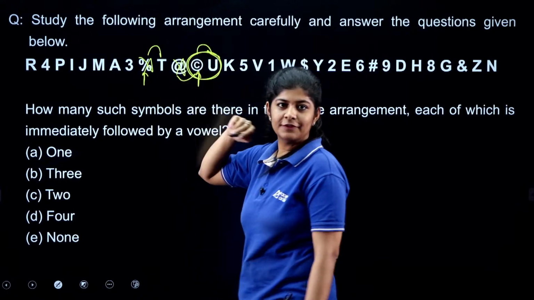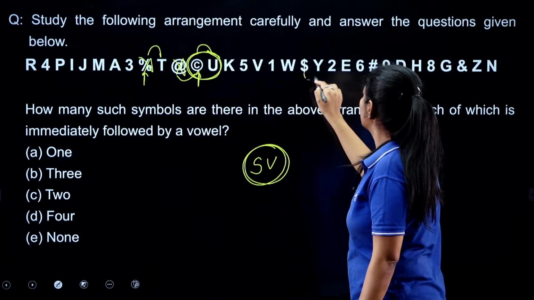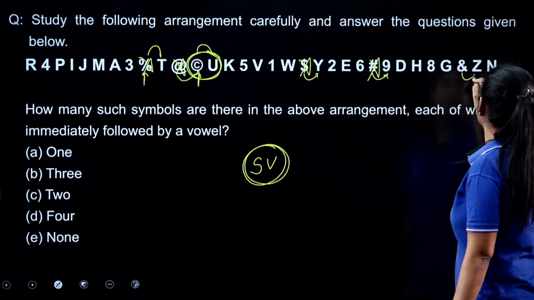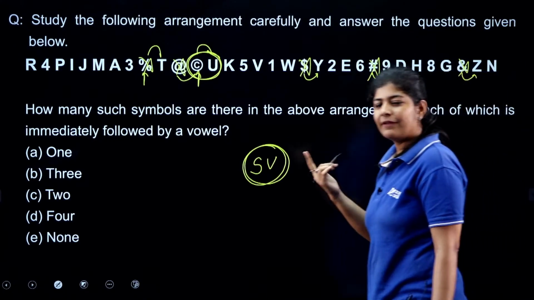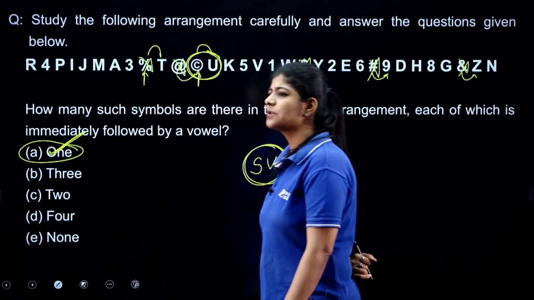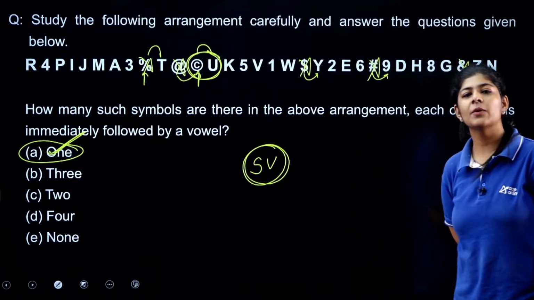We got our first symbol. Symbol. Vowel? No. Symbol. Vowel? No. Symbol. Vowel? No. So how many pairs are we having? Only one. Option number A is the correct one.